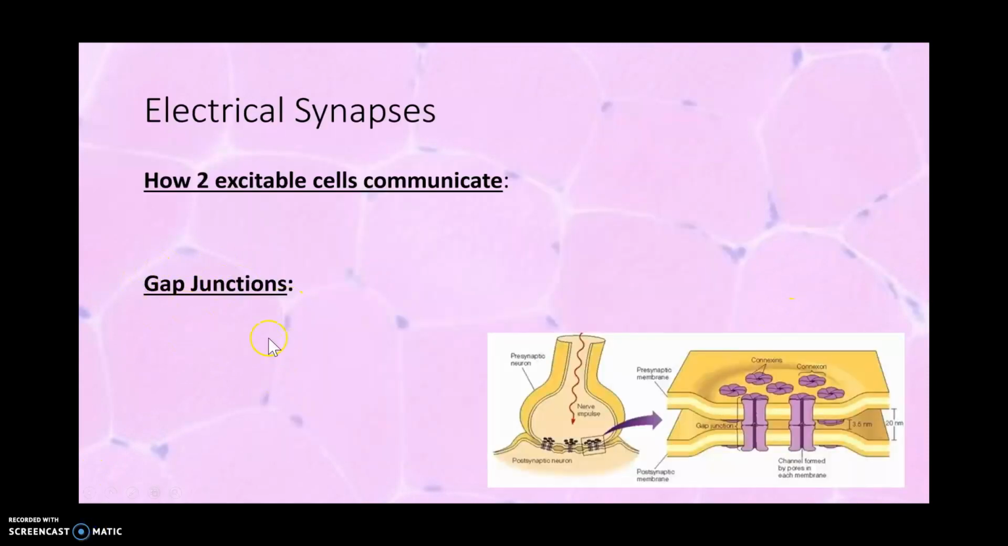So to reiterate, gap junctions are these plaque-like structures right here that give us a point of transmission which is relatively resistance-free. So this signal can go from one cell to the other extremely rapidly and very efficiently.